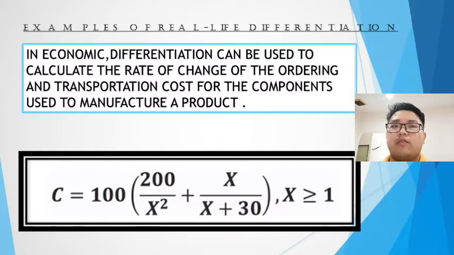The derivative of the function above can be used to calculate the rate of change of the order and transportation costs as the order size increases. By doing so, the company or the corporation can predict the order size at which the cost will start decreasing or increasing.